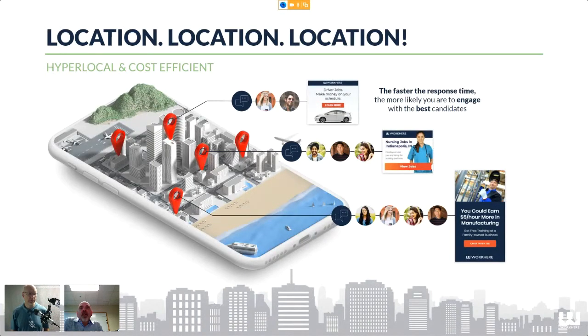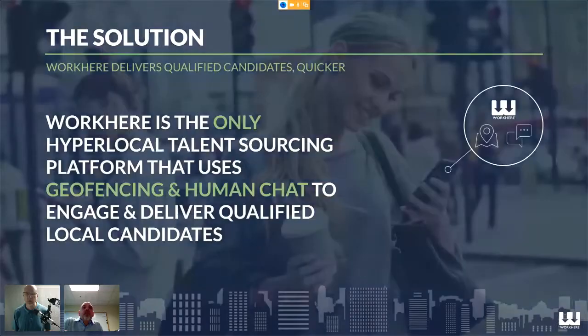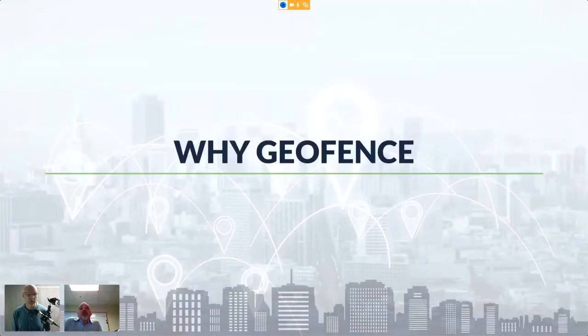What we do is all about location. One of our prime tactics is reaching people by location. The whole idea with Work Here is that we find hyperlocal talent using location first, and drive that into a chat team and engage with talent as fast as we possibly can. So I'll just go ahead and jump right in.